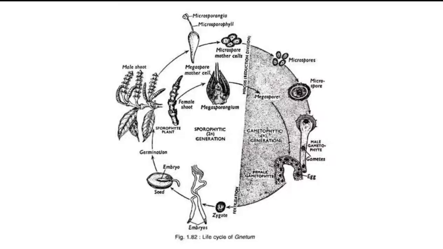The male and female gametophytes fuse together to form the zygote. The zygote undergoes embryonic development to develop the seed. After the development of the seed, it undergoes seed germination to produce the new sporophytic plant body.